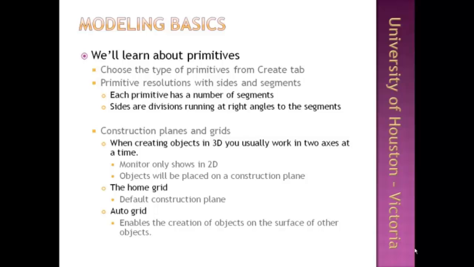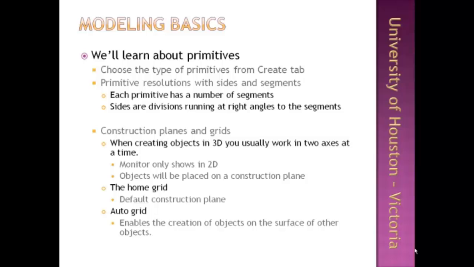Each of these primitives will have their respective parameters, such as radius, length, height, and so on. Once you create them, you can manipulate this information and these properties of your objects. Two important things in a primitive are the number of sides and segments that they have. Each primitive may have a certain number of segments, which are divisions along or around the object.